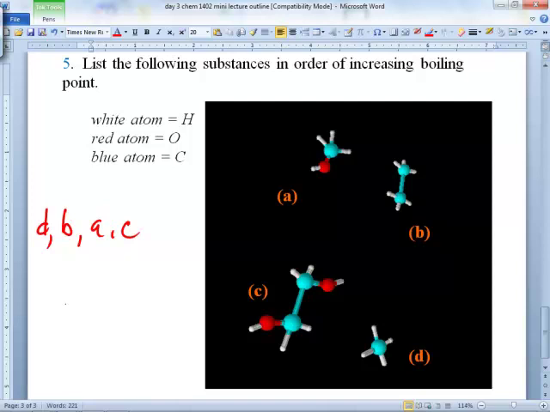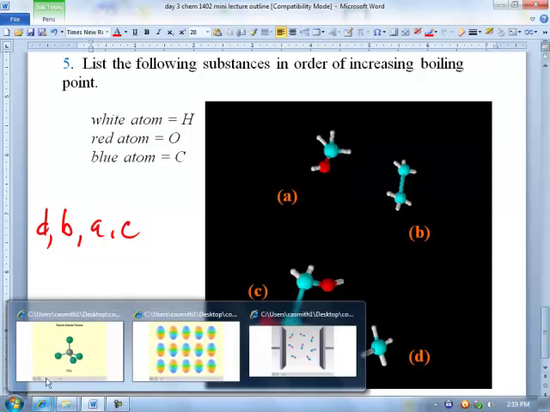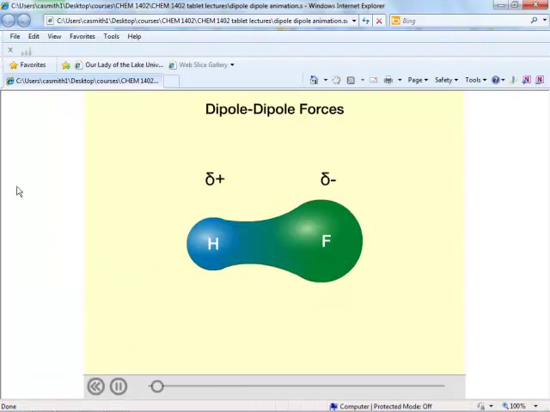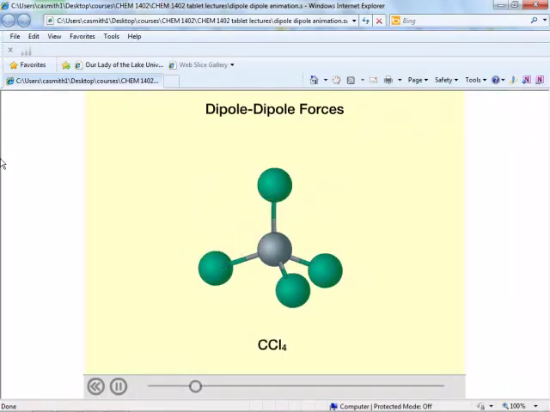Okay. Now my little animations that I forgot to show. Let's see. Bonds between atoms with different electronegativities have a permanent dipole, that is, a separation of charges, because of the unequal sharing of electrons. Some molecules which contain polar bonds do not have a net dipole. For example, carbon tetrachloride has polar carbon-chlorine bonds, but the polarities cancel as a result of its symmetrical structure. It is therefore a nonpolar molecule.